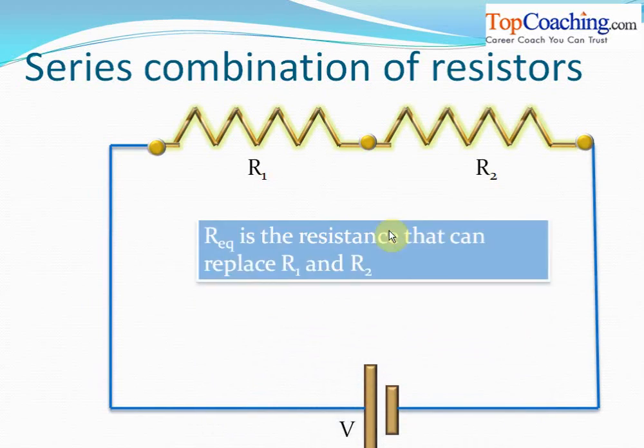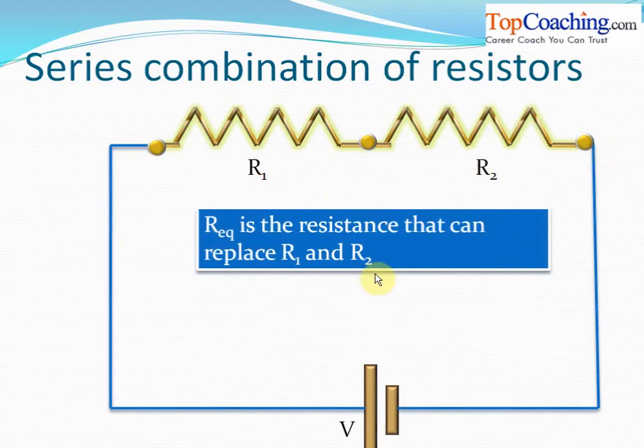In case of a series combination of resistors, we can find out the equivalent resistance. So in this case, you can see R1 and you can see R2. The equivalent resistance will be that resistance that can replace R1 and R2. So as you can see, if a current I flows through this circuit, in that case, V equal to I into R equivalent, isn't it? Because that R equivalent will replace both R1 and R2. How do we calculate the equivalent resistance?